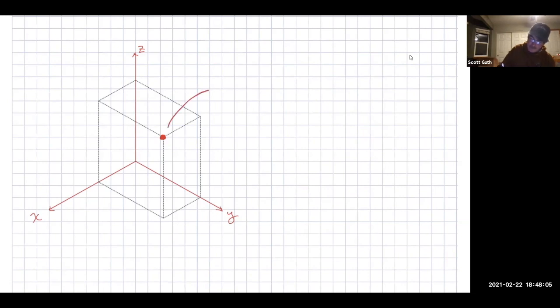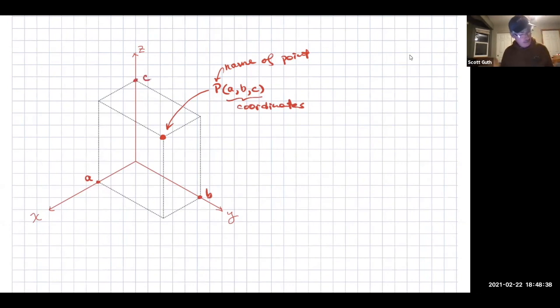Let's give that guy a name. That one's going to be P, and its coordinates are going to be A, B, C. So obviously P is just the name of the point, and these are the coordinates. Of course, that means that you're going a distance of A on the x-axis, a distance of B on the y-axis, and a distance of C on the z-axis.